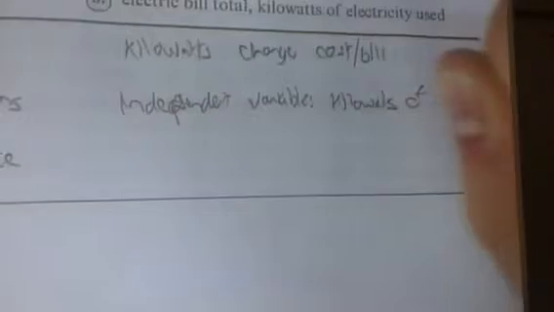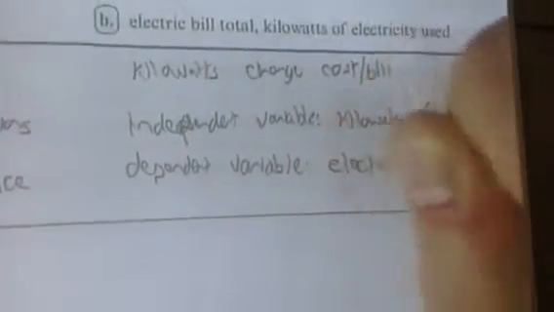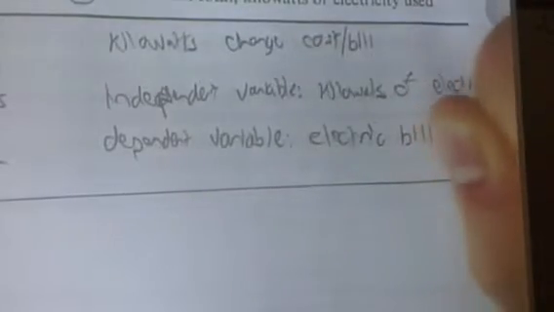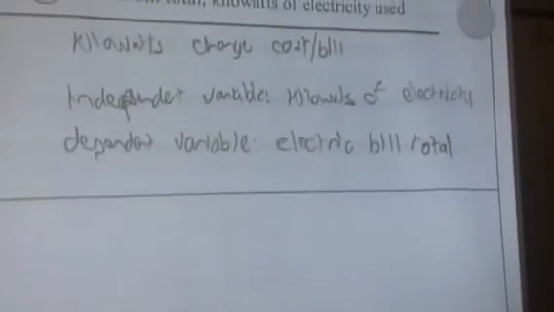So that means that your independent variable is kilowatts of electricity, and your dependent variable is the electric bill total. Cannot spell electric bill total. So your independent changes or controls your dependent.